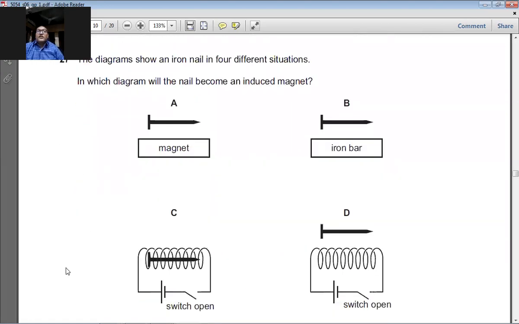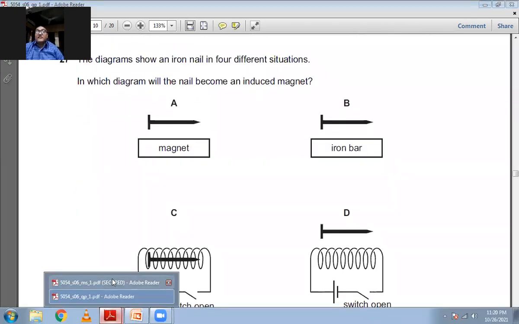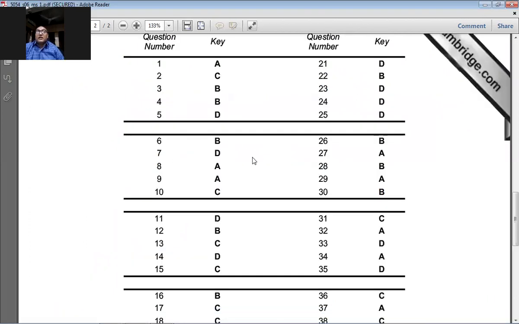So do we think B, 26B is the right answer? Yeah, it's right.